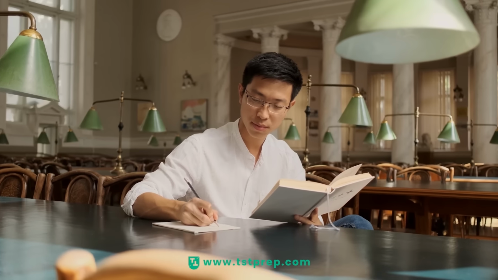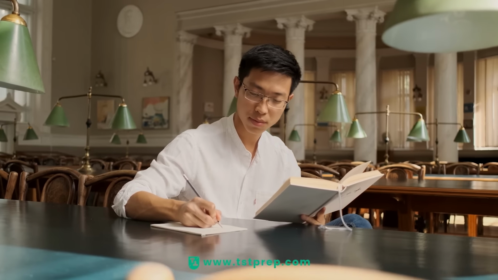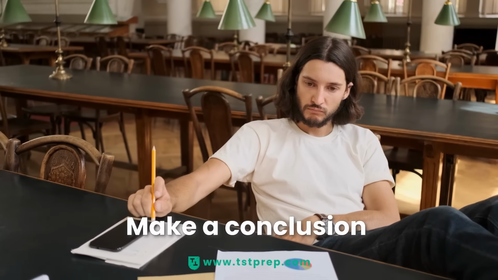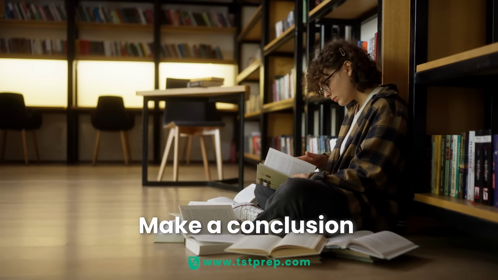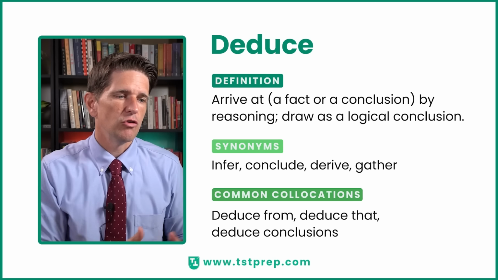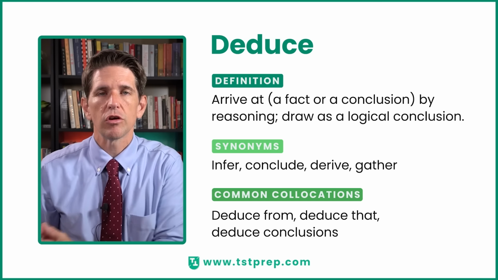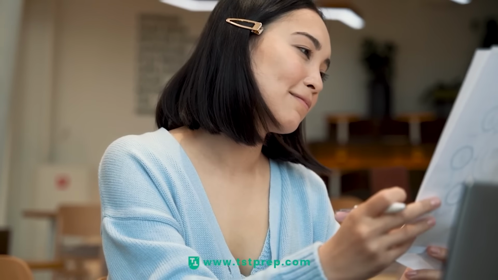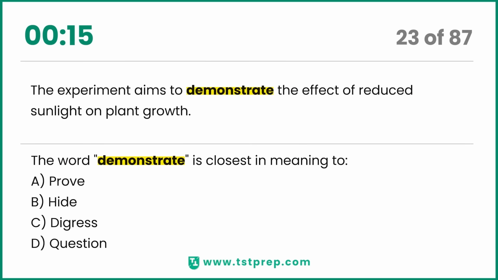You don't know what happened in the past. You have some resources that you're going to look at, and then you have to make a guess. You have to deduce. You have to make a conclusion based on the information, based on logic. You deduce from, deduce that, deduce conclusions. In academia, we're doing this all of the time. We're seeing information, and it's not complete, but it's what we have, and we have to make good, logical conclusions based on that information. That is deduction. That is when you deduce. Next one.